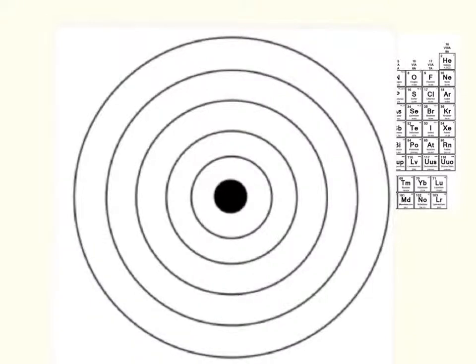And so the ones closest to the nucleus, the energy level 1, those electrons contain the least amount of energy. And then energy level 2, they have a little bit more energy. Energy level 3, increasing amounts of energy as you go away from the nucleus.